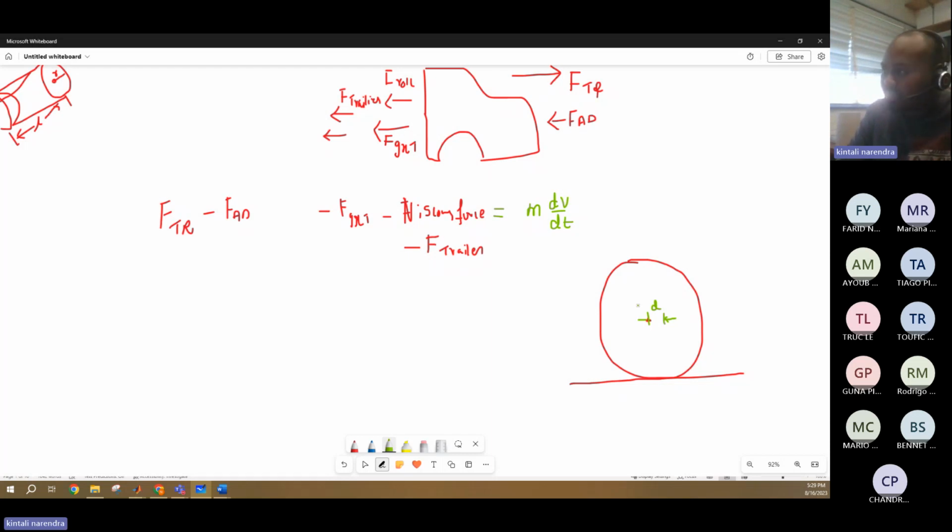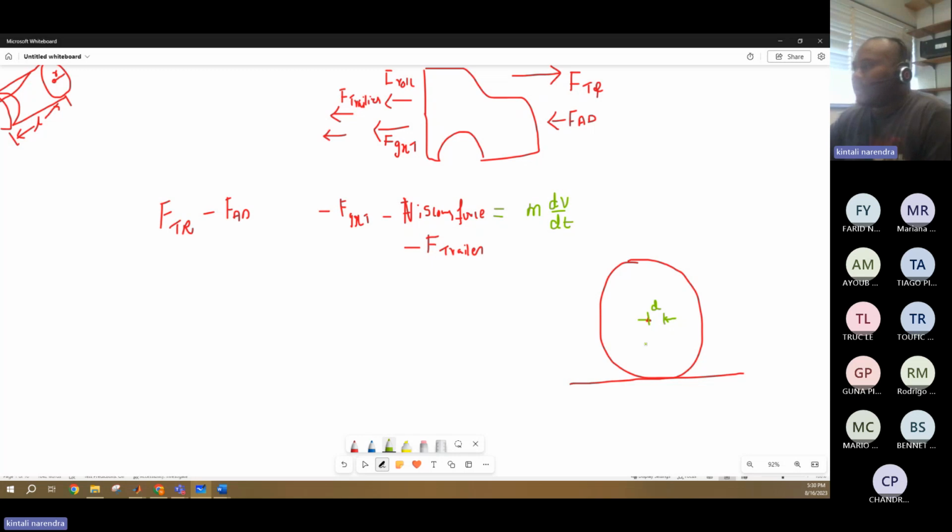What I'm doing is marking the center of the vehicle. In practical cases, the center of the wheel doesn't always touch the road. It will be a little bit flattened, and the point of contact of the tire to the road is somewhere a little bit away. That distance from the center to the point of contact on the road, I'm considering as d.